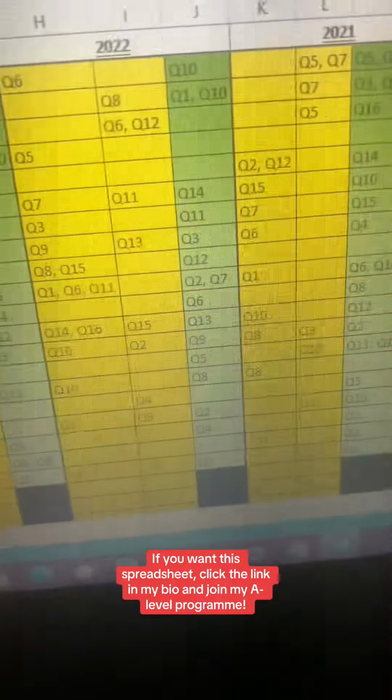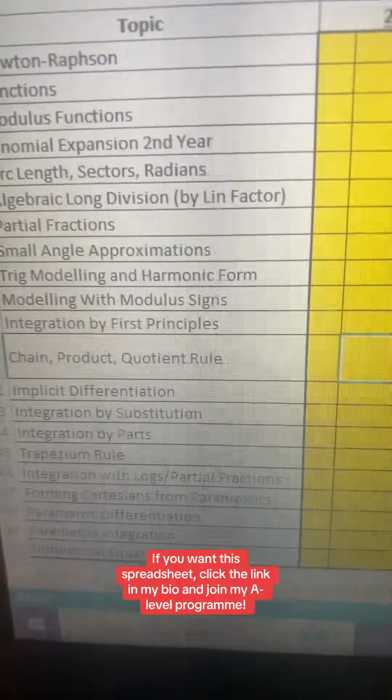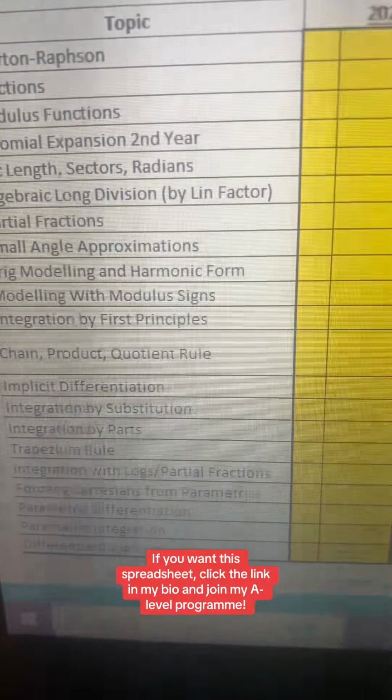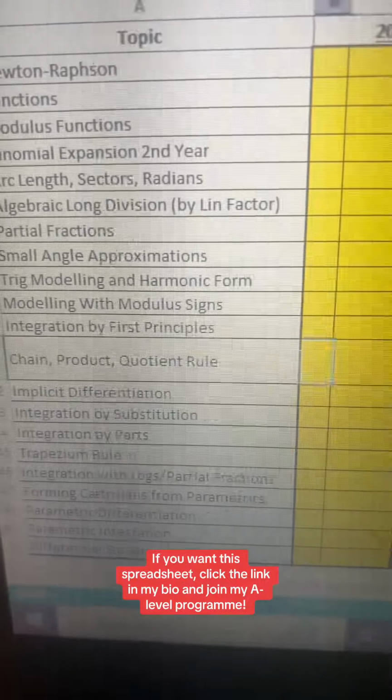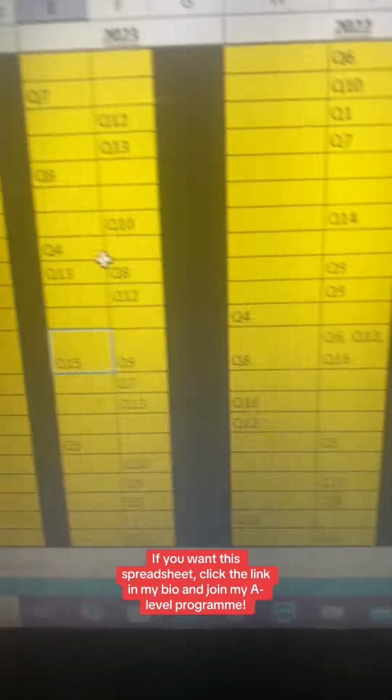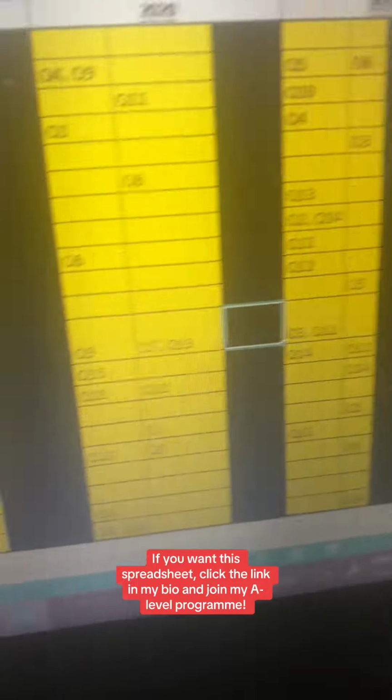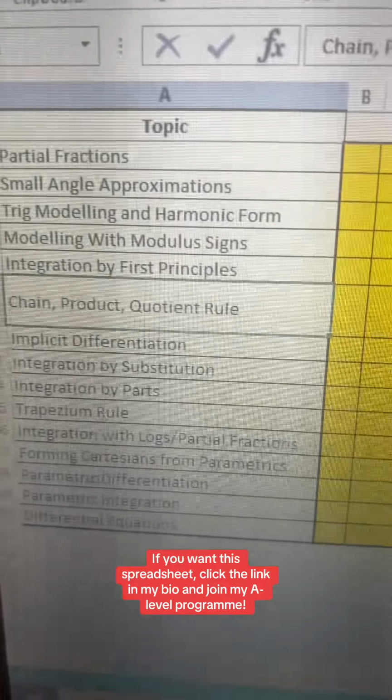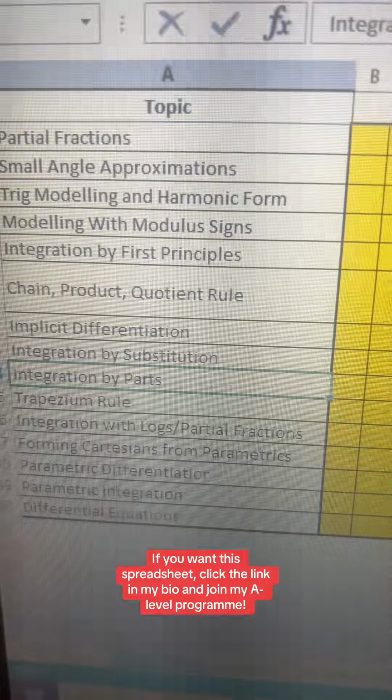That's a massive topic. And for the second year material, by far the most important topic that comes up for every pure paper you see will be the product, quotient and chain rule. So that comes up literally every pure paper, as you can see here. And of course, integration too. I've split up the integration into different subcategories, but integration comes up all the time.